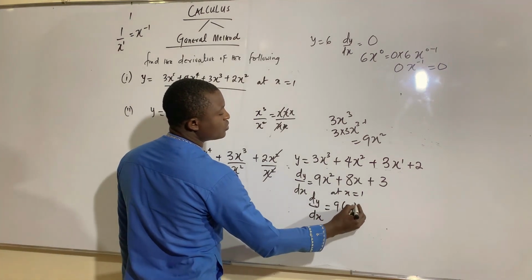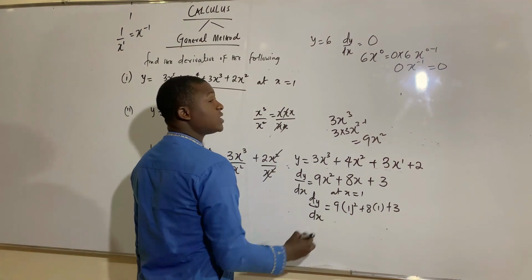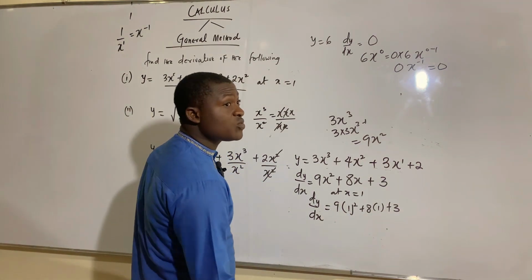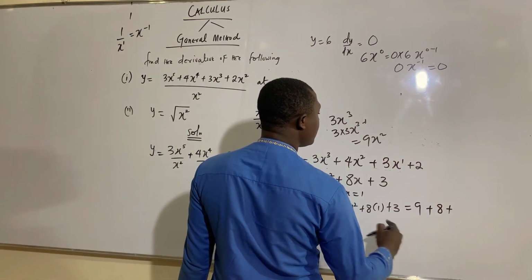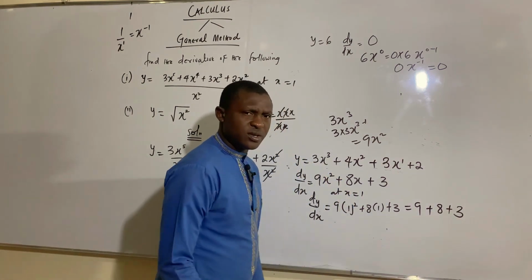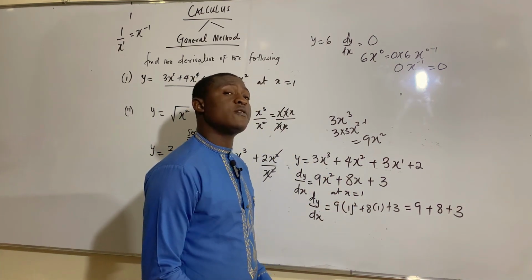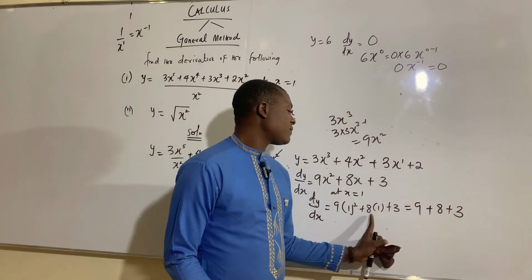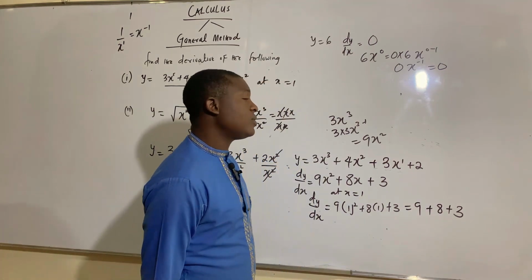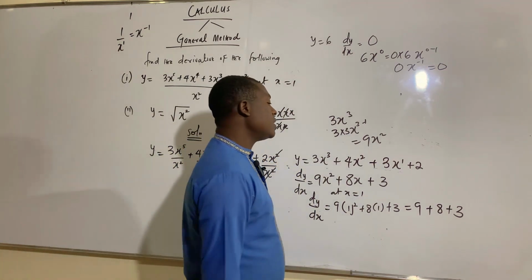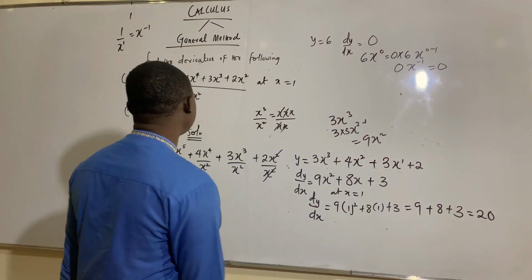X is 1 now. That is 9 times 1 squared plus 8 times 1 plus 3. So 1 squared simply means 1 times 1, and 1 times 1 is 1. 9 times 1, we have 9. 8 times 1, we have 8. Then plus 3. Can you see that? So 9 plus 8, we know is going to be 17. Then 17 plus 3, we are going to have 20. So that's all about that.